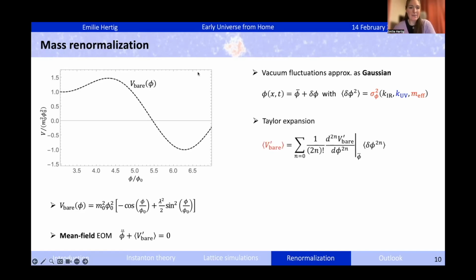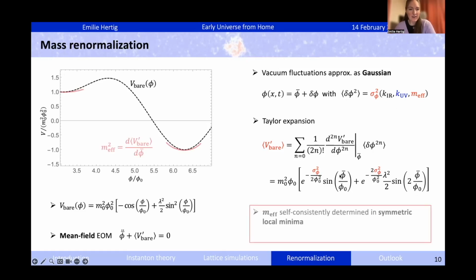Now in the symmetric minima, so in both the false vacuum and in the true vacuum, we can Taylor expand our derivative of the bare potential. That's essentially the negative of the effective force felt by the mean field. And saving you all of the tedious algebra, here's the final result in this case for this potential. So we see now that we have an expression for the effective force that depends on the mean field and on these parameters. And now what this gives us is the effective mass.